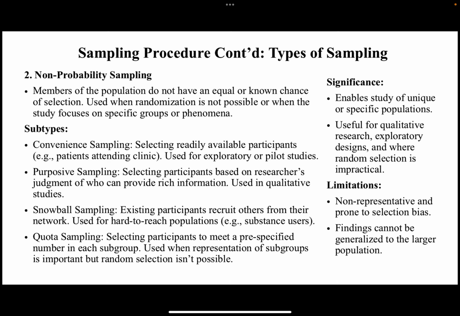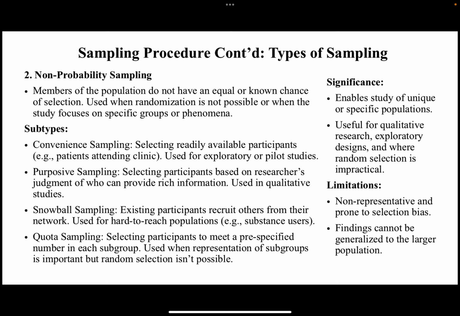Now, with non-probability sampling, we have subtypes as well. One of them is convenience sampling. We also have purposive sampling. We have snowball sampling, and we have quota sampling. Now let's start with convenience sampling.